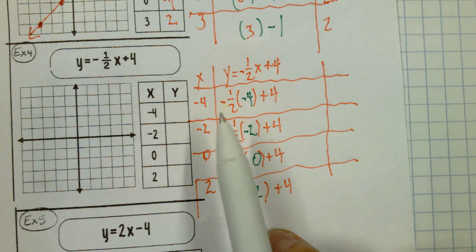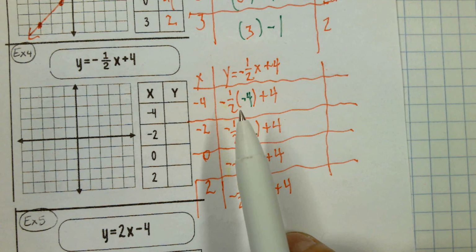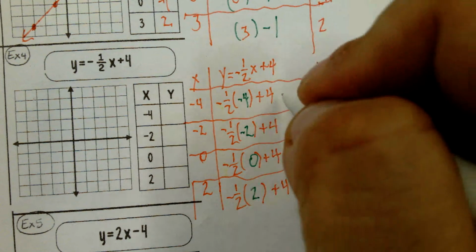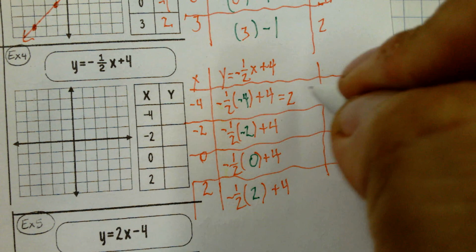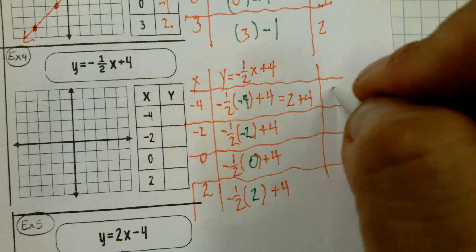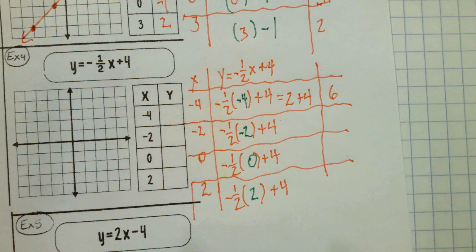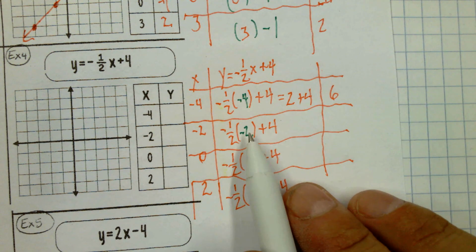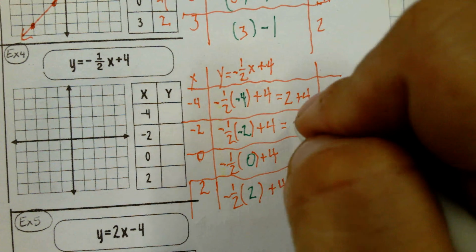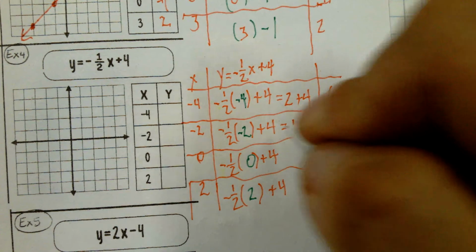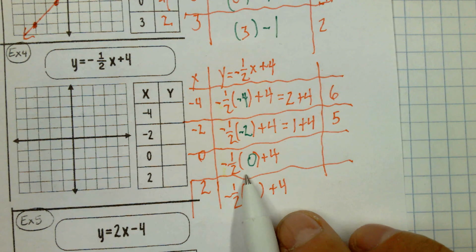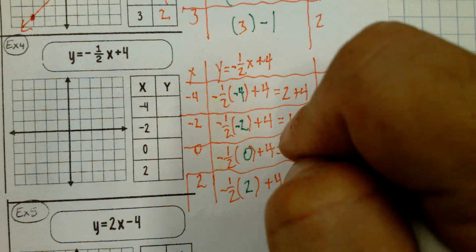So keep in mind we're multiplying a negative times a negative, so that's going to be positive. What's half of 4? 2. So multiplying, I get 2, and then the plus 4. And then 2 plus 4 is 6. Let's try this again. Negative times negative, that means it's positive. And what's half of 2? 1, then plus 4. What's half of 0? So this is 0 plus 4.